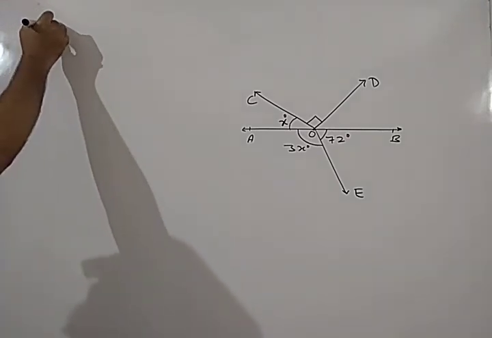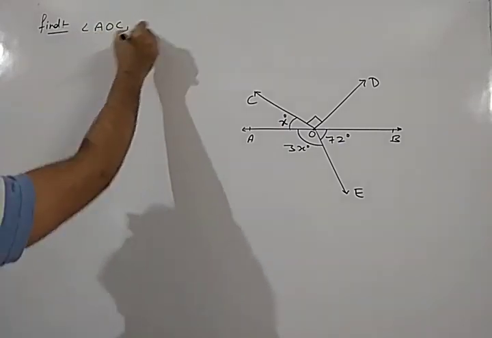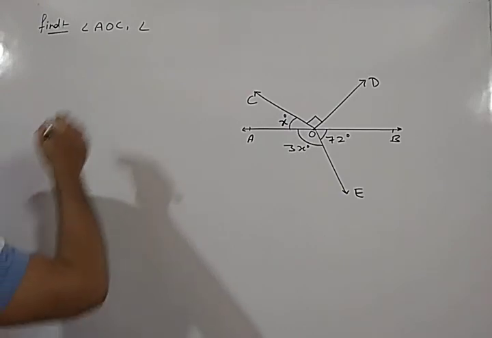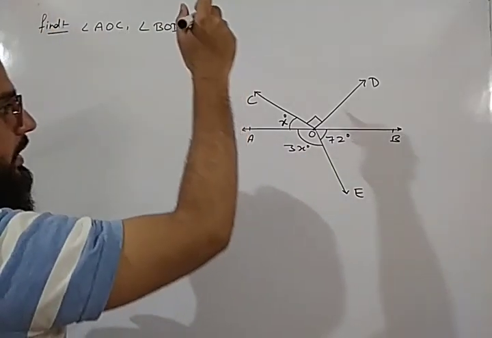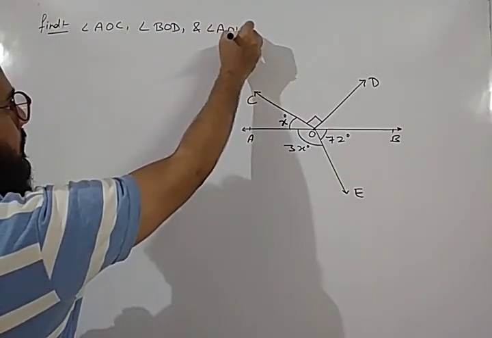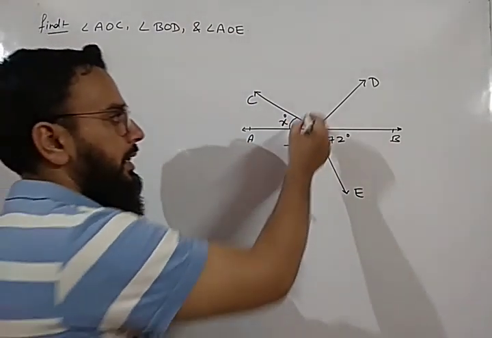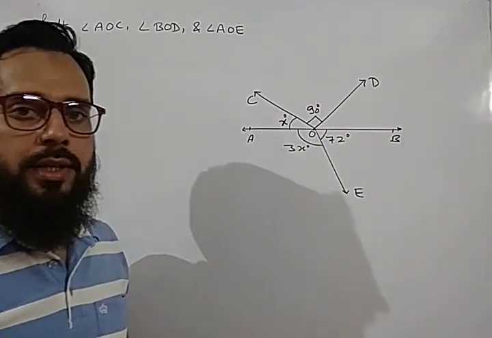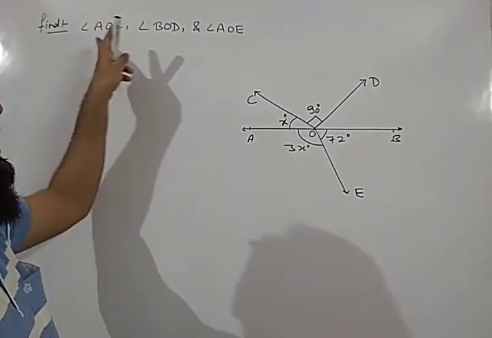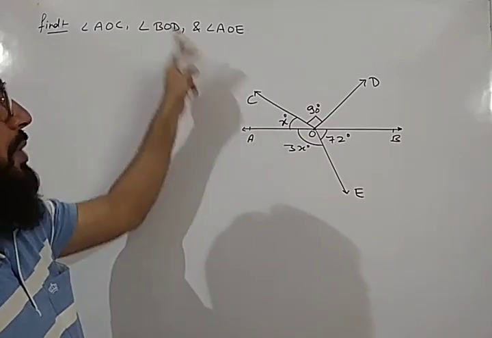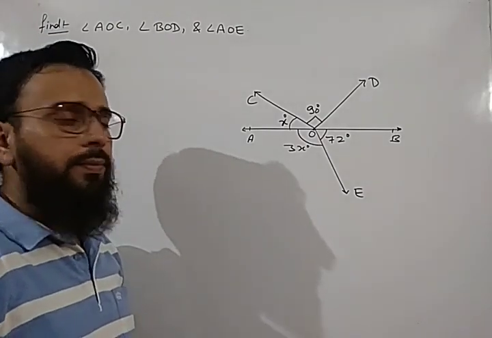We have to find angle AOC, then angle BOD, and then angle AOE. Okay, so this is the figure which is given. This angle is 90 degrees and this angle is 72 degrees. We have taken this angle as x, this is 3x, and we have to find the value of angle AOC, that is x, and angle BOD is this angle, and then angle AOE is 3x. Okay, so let us start.